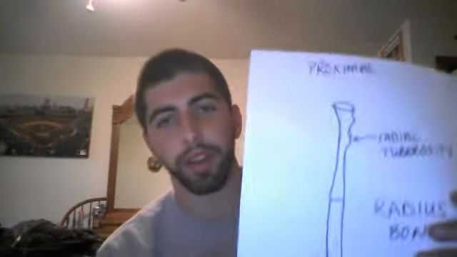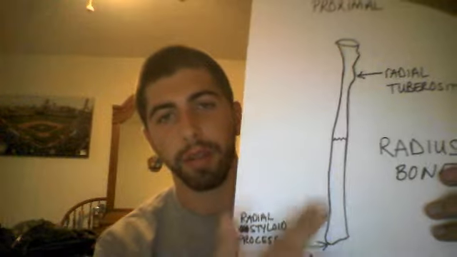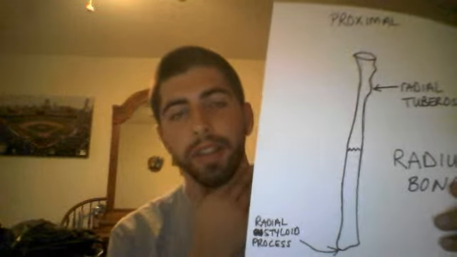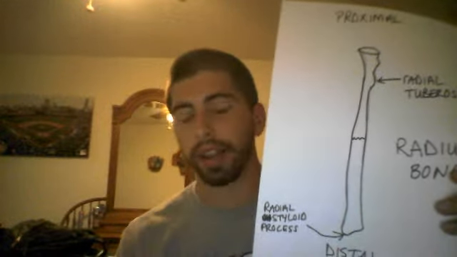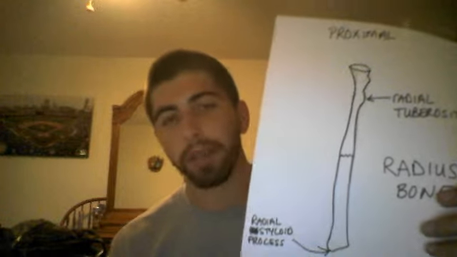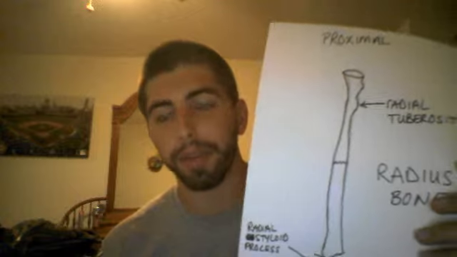Then here's my drawing of the bone. You can see I broke the radius about right in the middle. And then the radius, this is the bone that's on the anterior side, which is your palms facing forward. It's the bone on the thumb side of your body.